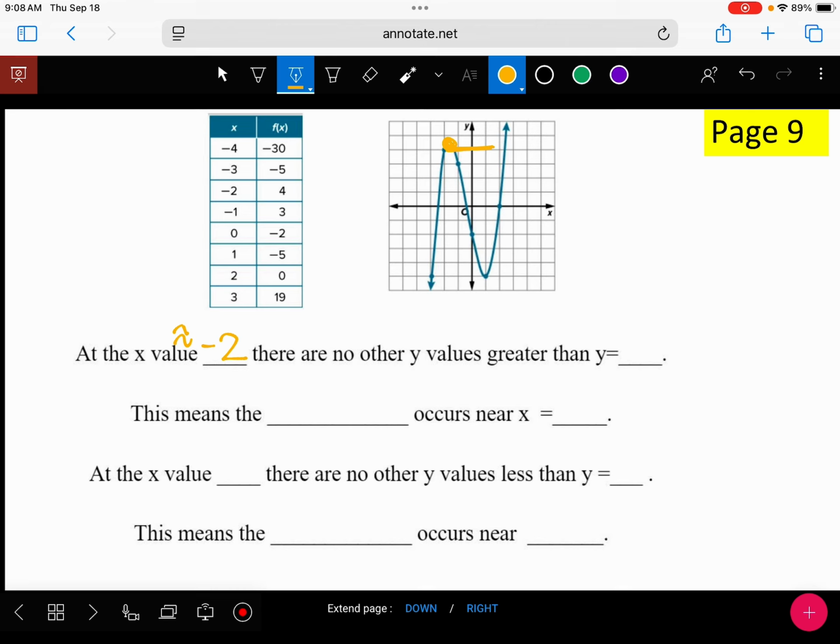Is it 4? Why did I put 6? Where did I get 6 from? I don't know. Okay, 4. So what that tells me is this point is my hilltop, which makes it a relative maximum.